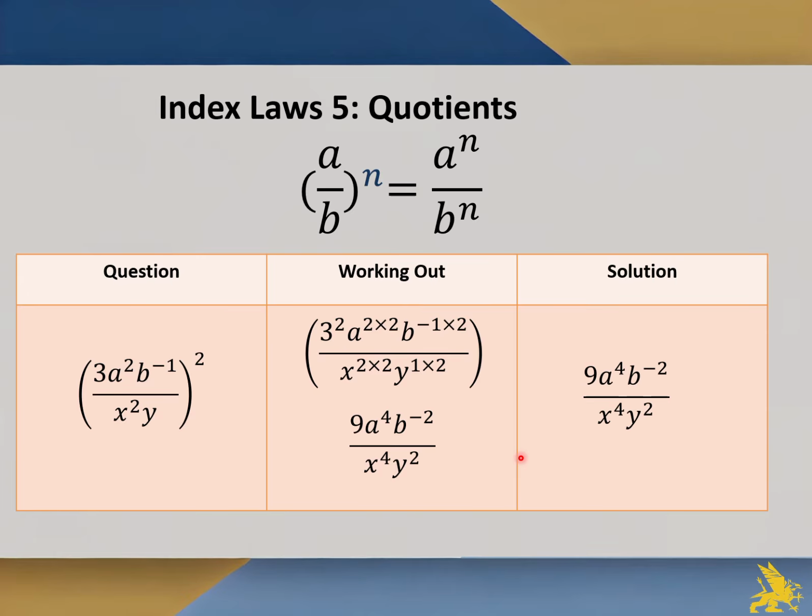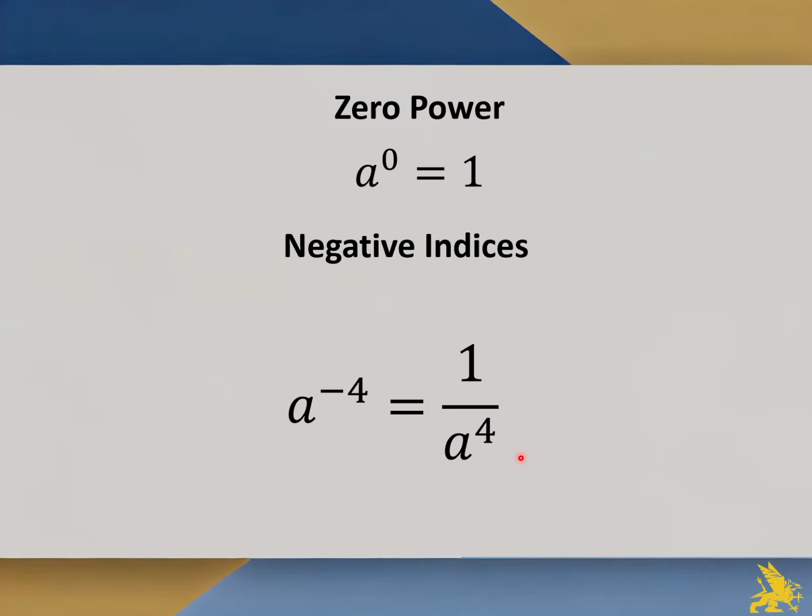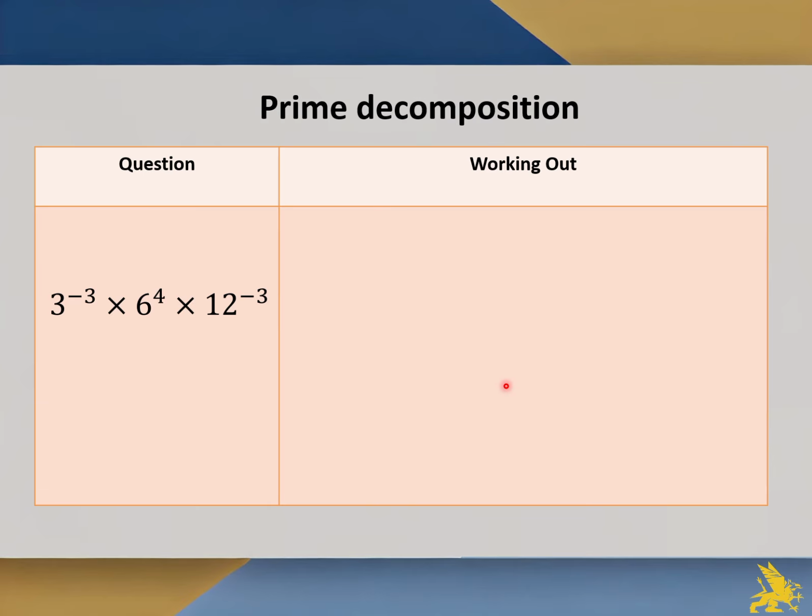The other couple that we need to be thinking about is our zero powers. So that means if we have a power of 0, instantly it's just going to give us 1. Likewise, if we have a negative index, and I haven't changed it because I hadn't gone through this yet, if we have a to the power of -4, that's the same as 1 over a to the power of 4. So let's have a look at some of these questions.